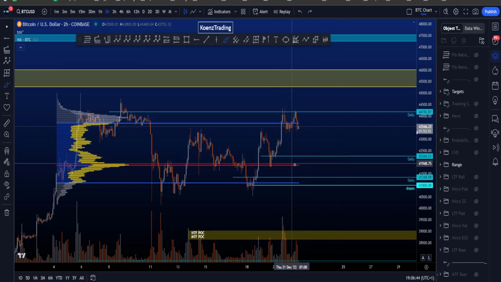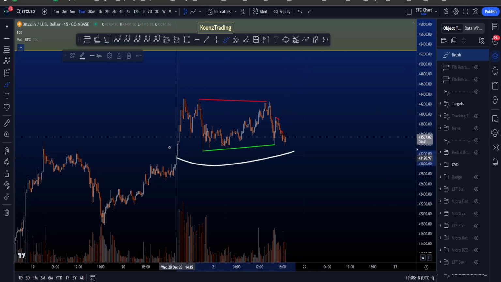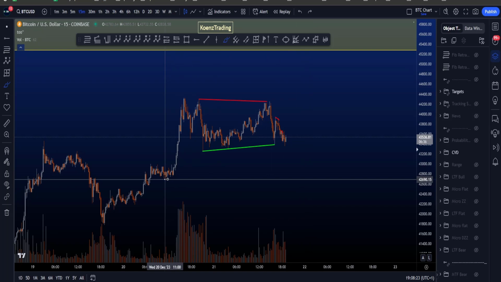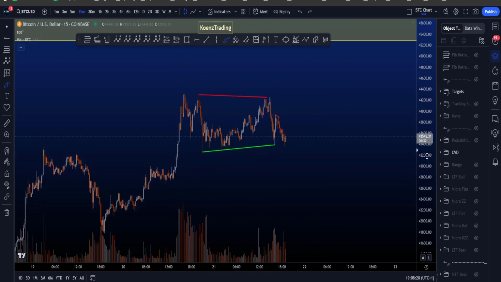Support areas are the daily point of control and the daily naked point of control that you can see over here on the right side of the chart. If we look at the CVD divergences, then we have both bearish and bullish CVD divergences on the chart, and we also still have the bullish CVD divergence over here, but locally it's very mixed.